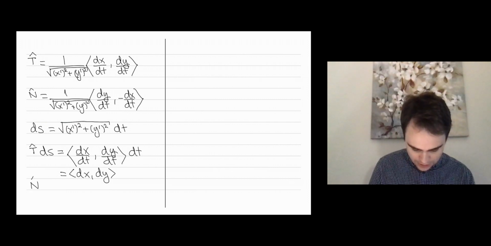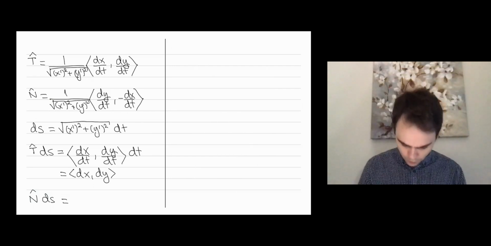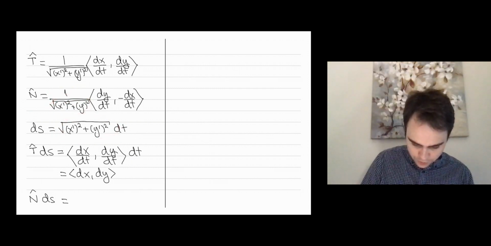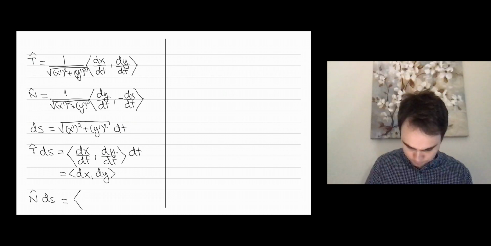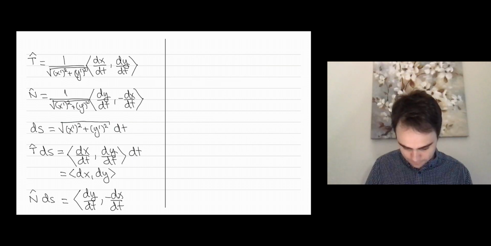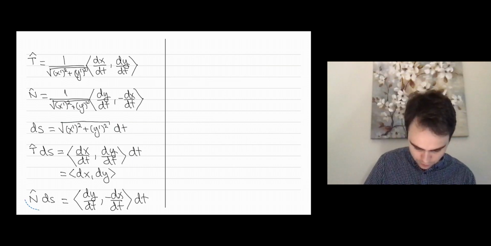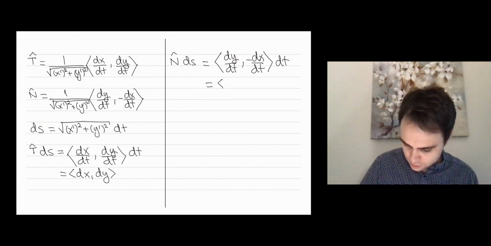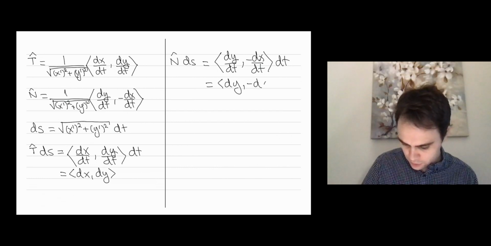And we'll also see n times ds, the unit normal times ds. And so n times ds is just, you know, the denominator here cancels with this factor over here, so it's just dy dt comma minus dx dt times dt. Let me move this to the other side. Okay, and then this I can just say that it's a vector of infinitesimals like this.